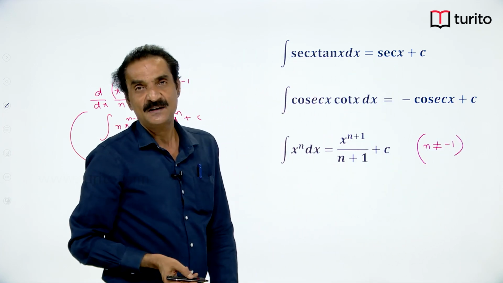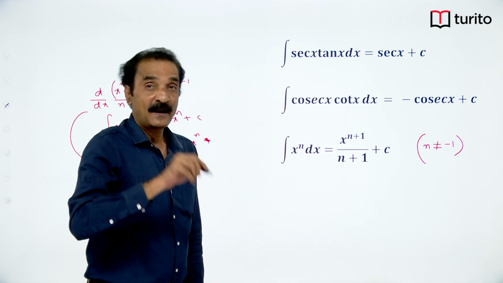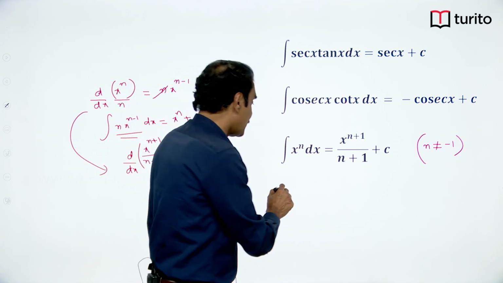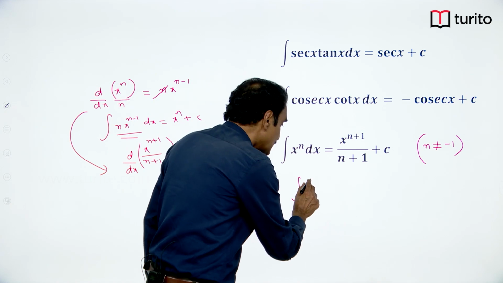If n is equal to minus 1, the RHS is not defined. If n is equal to minus 1, what will be the integral? It is x power minus 1, which is 1 by x.